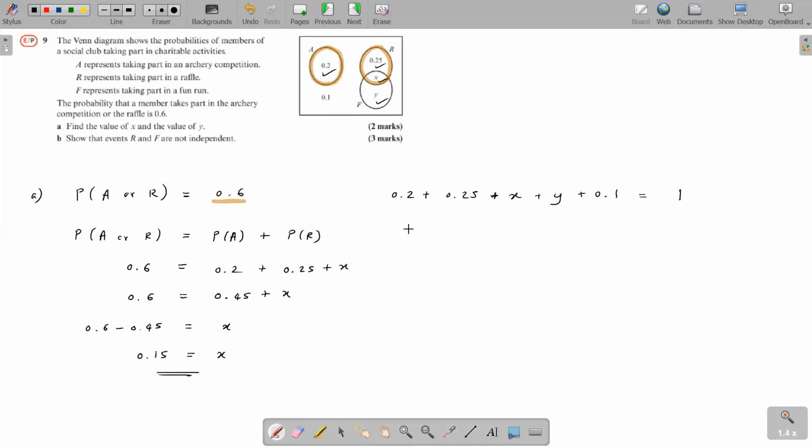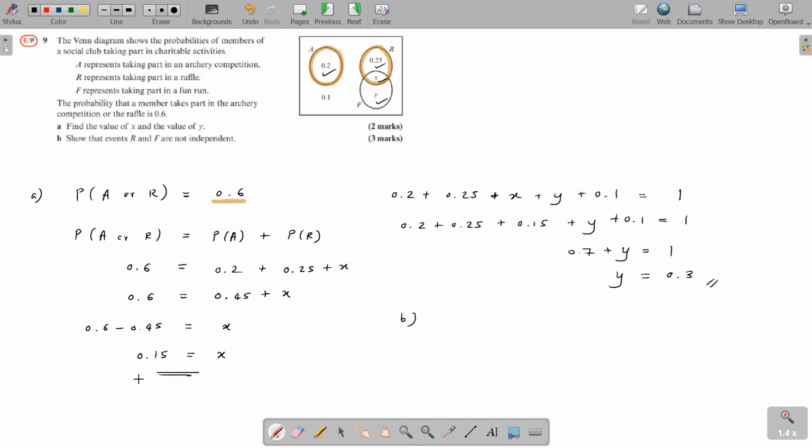The X value is found. 0.2 plus 0.25 plus X, which is 0.15, plus Y plus 0.1 is equal to 1. Make Y the subject and you can get your answer. 0.2 plus 0.25 plus 0.15 plus 0.1, add everything together. That's 0.7, right? So Y equals 1 minus 0.7. Y is 0.3. Agreed? So I have found the values of X and Y. That's the answer for part A.